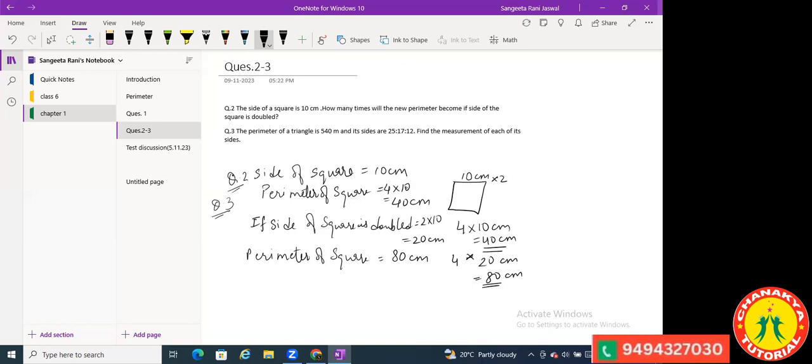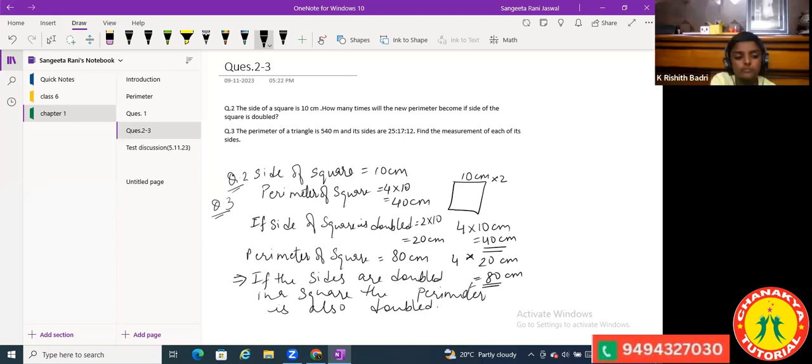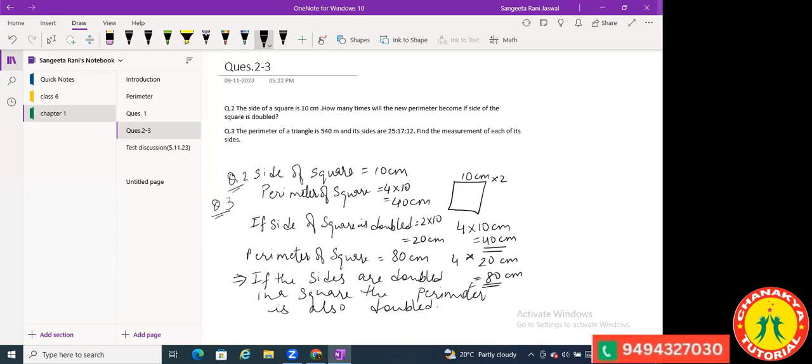Okay. So, when we compare, this implies that if the sides are doubled in a square, the perimeter is also doubled. The perimeter is also doubled. Got it? This is the way you must answer. Okay. So, let's move on to the next one.